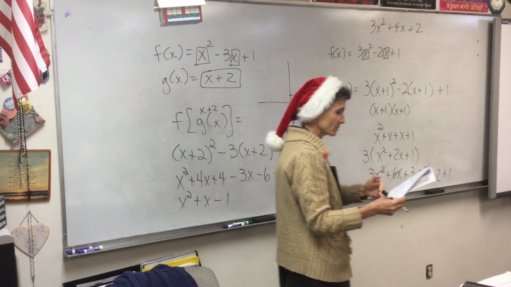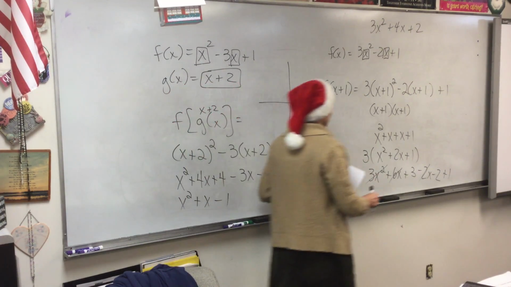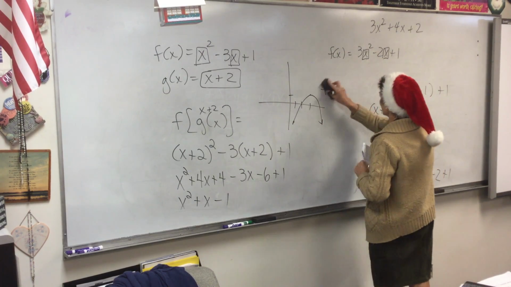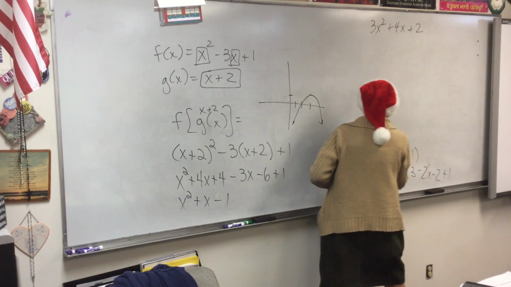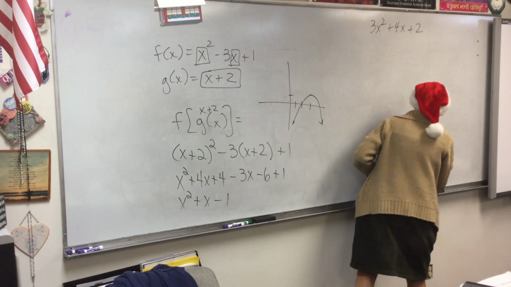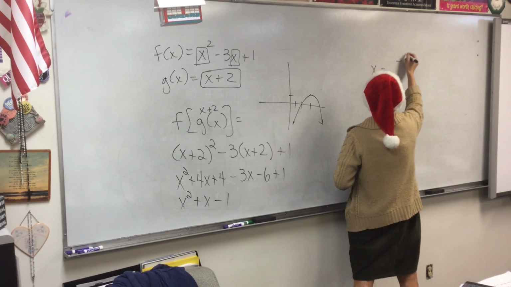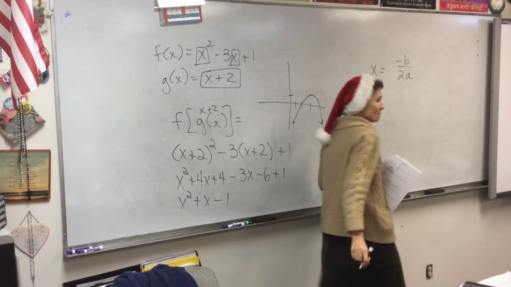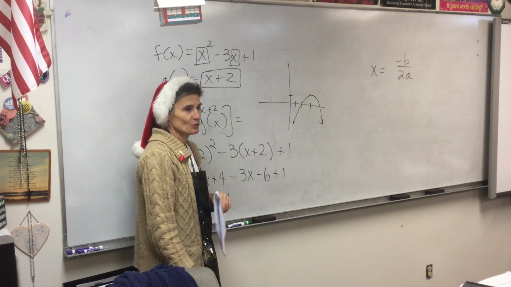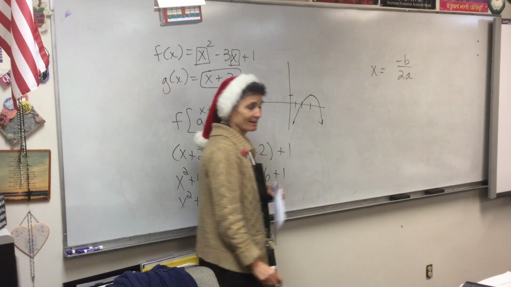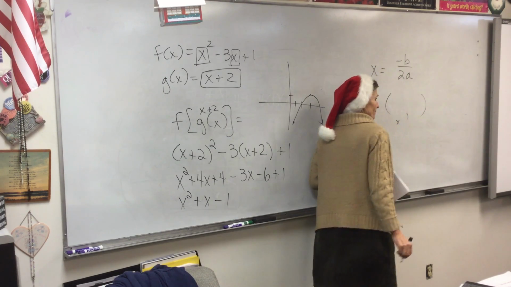Super. What about 12, 13, and 14? The vertex. There's a way to find the vertex. Can anybody remember? X equals negative b over 2a. So make a little notation. Negative b over 2a is going to give you your x. Okay? Now, that's going to give us our x.